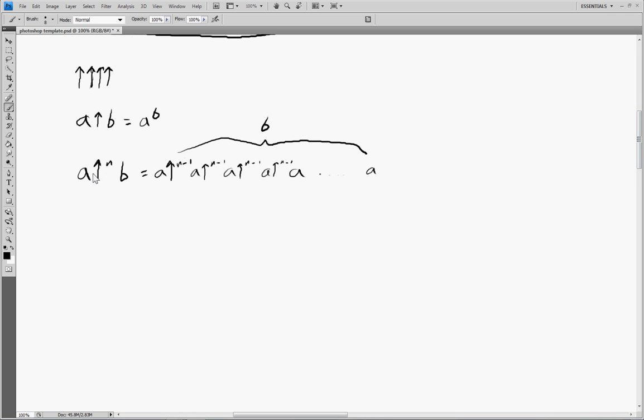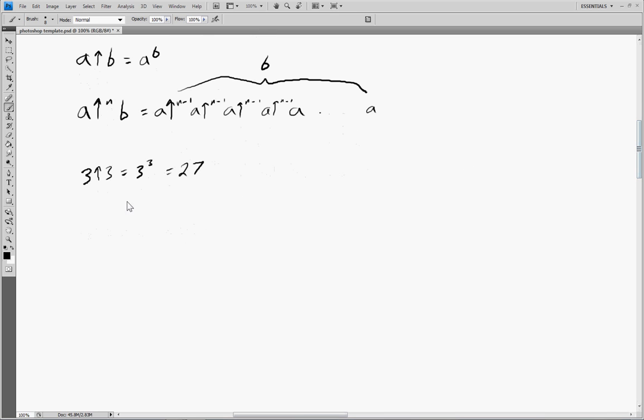So let's say we know a up arrow b is a to the power of b. So let's say we have some actual numbers here. Let's take 3 up arrow 3. That's going to be 3 to the power of 3, which is equal to 27. Okay, that's easy enough. Let's move on to the 2 arrow example.